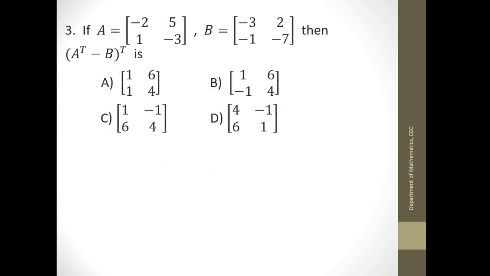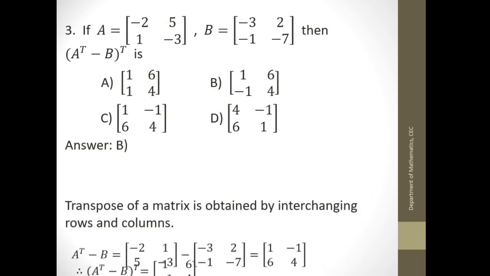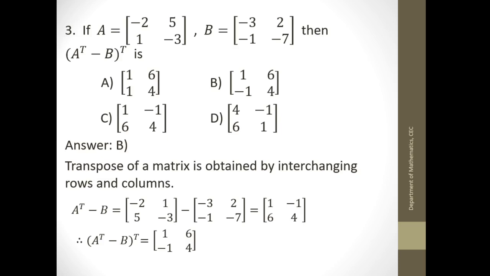A transpose minus B, then it is a transpose. So A transpose is minus 2, 1, 5, minus 3, minus B. So that is 1 minus 1, 6, 4 and it is a transpose. So 1, 6 minus 1, 4. The answer is B.